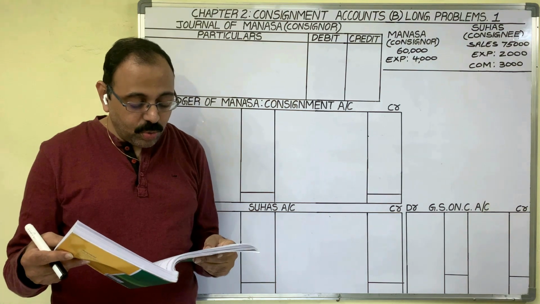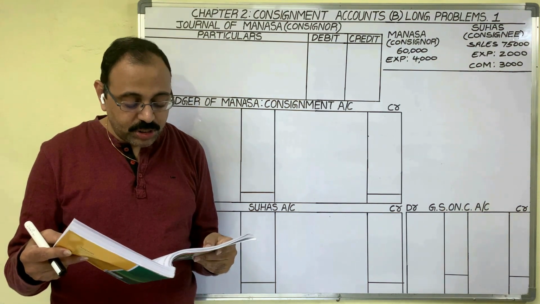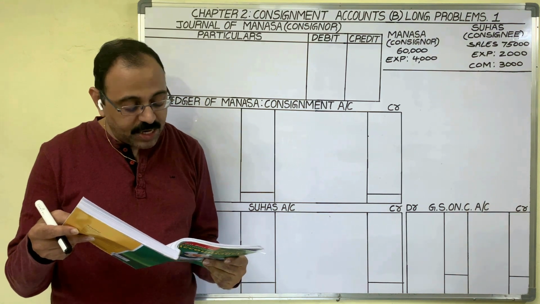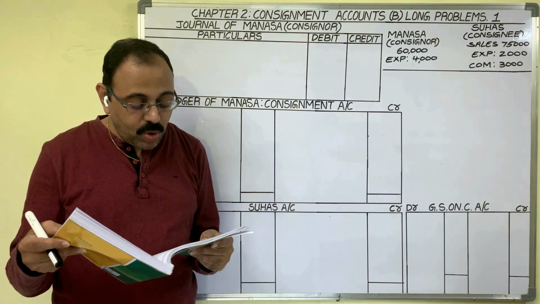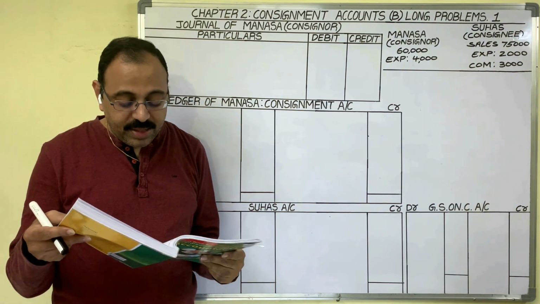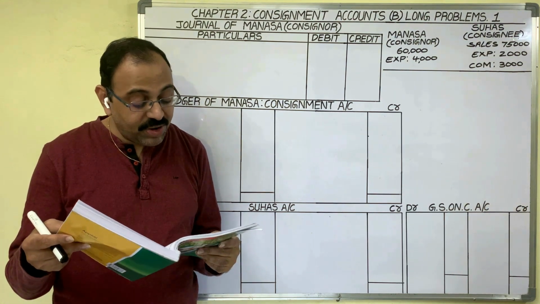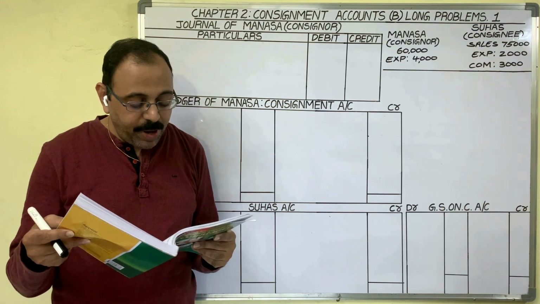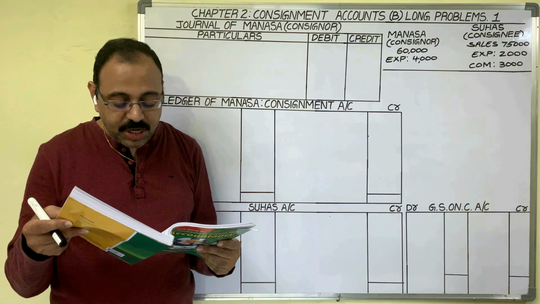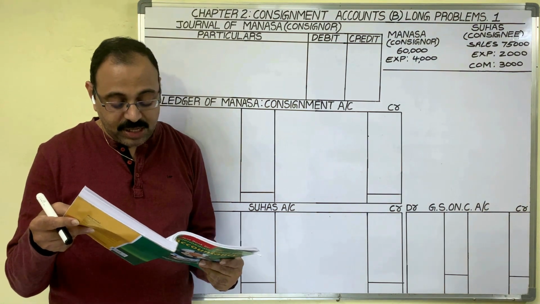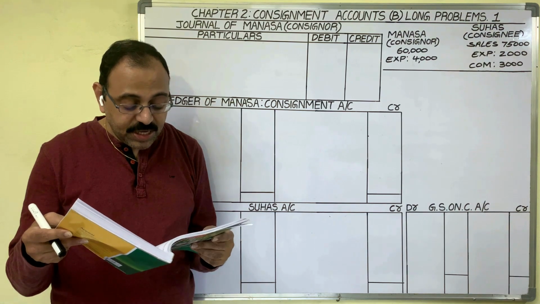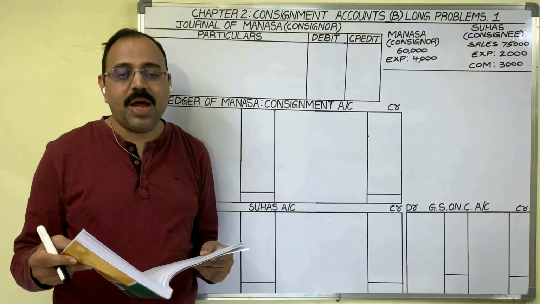Manasa consigned goods worth 60,000 rupees to Suhas. Manasa paid transportation charges of 4,000 rupees. Suhas sent the account sales of the consignment stating that the entire stock was sold for 75,000 rupees. He paid 2,000 for cartage. He is entitled to a commission of 3,000 rupees. He sent a bank draft for the balance. Write journal entries in the books of both the parties.